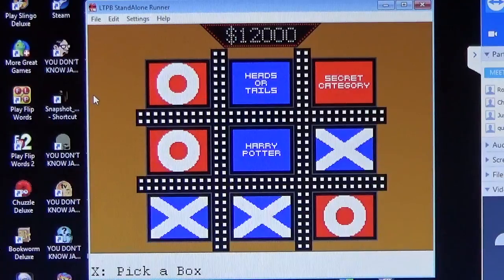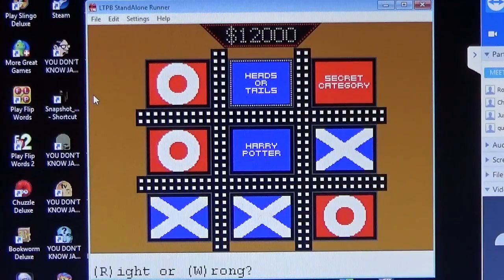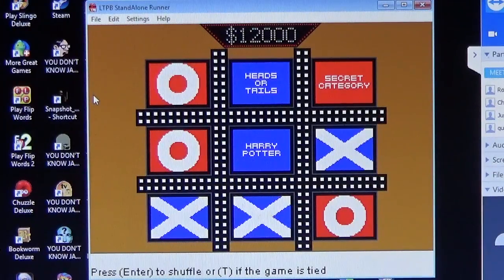All right, Justin. Heads. I think he said heads or tails. Is that right, Justin? Yep. All right, I'm going to flip the coin. You tell me whether it's heads or tails. Tails. He's going tails. Nope, it's heads. It's heads, so that's wrong. And we shuffle it.